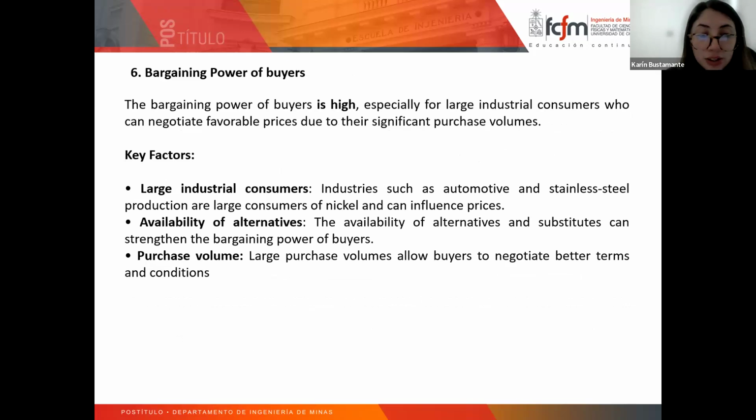And the key factors: large industrial consumers. Industries such as automotive and stainless steel production are large consumers of nickel and can influence price. Availability of alternatives: the availability of alternatives and substitutes can strengthen the bargaining power of buyers. And purchase volume: large purchase volume allows buyers to negotiate much better terms and conditions.